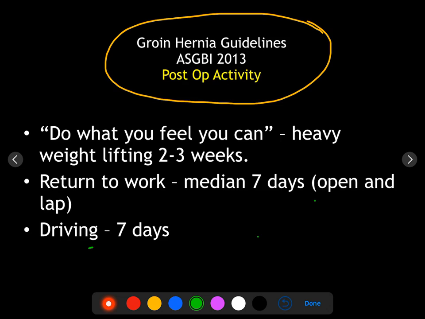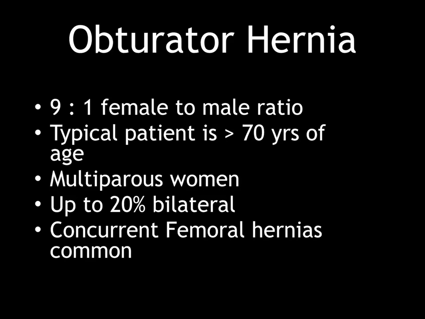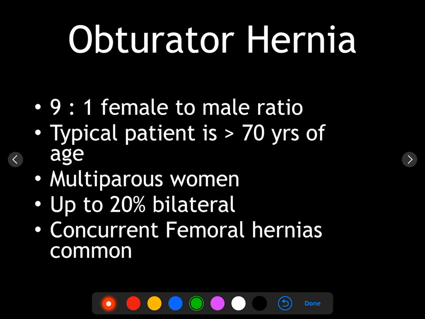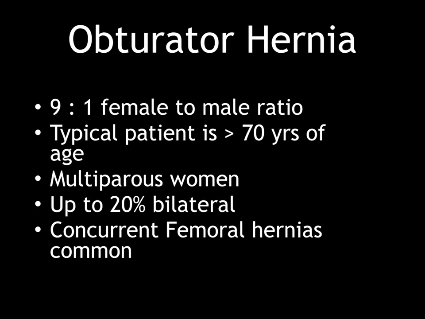Now we will come to the obturator hernia. Occurs most commonly in females. Male to female ratio is 9:1. Typical patient is more than 70 years of age. Occurs in multiparous women, up to 20% are bilateral and concurrent femoral.